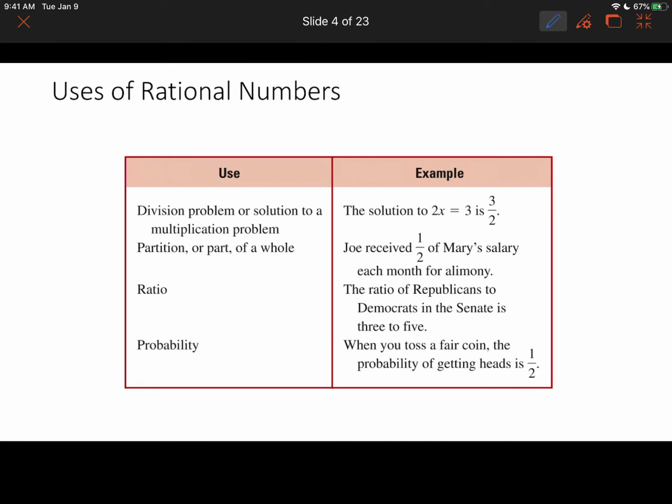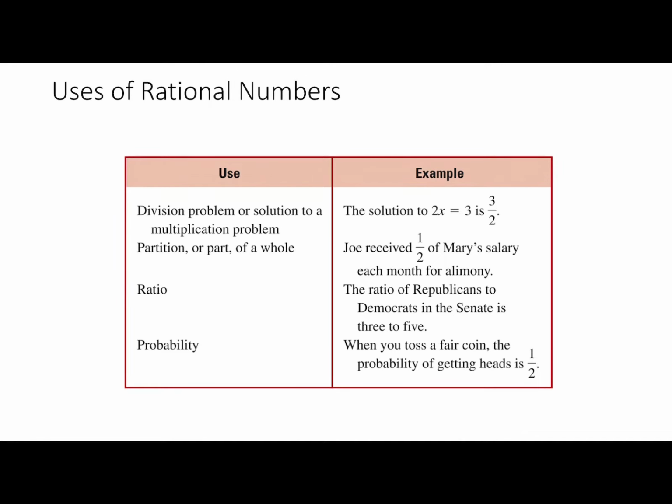Okay, so rational numbers show up in all sorts of places. If we're looking at division problems, now students can solve problems like 2x equals 3. That's something they couldn't solve until they learned about rational numbers. So 2x equals 3, we can divide now by 2, and so we get an answer of 3/2.